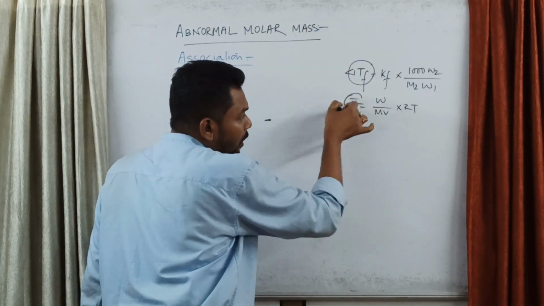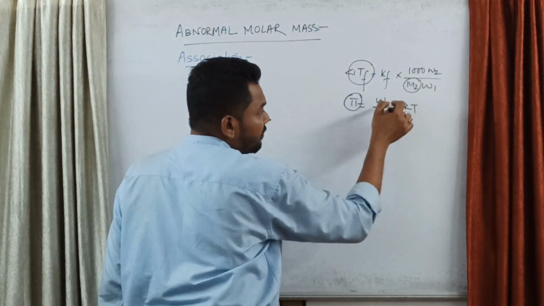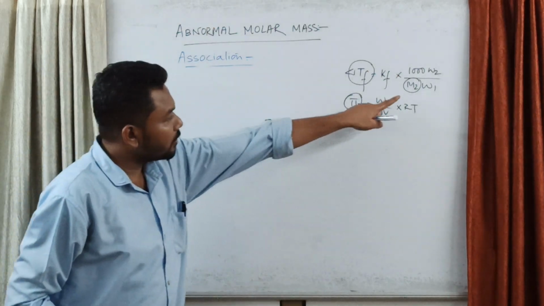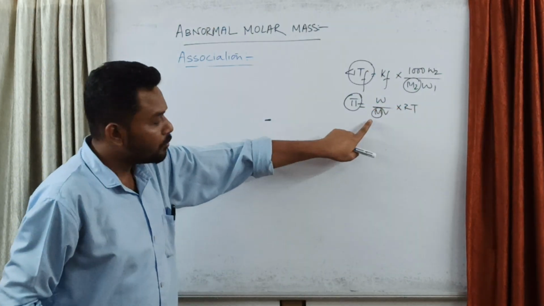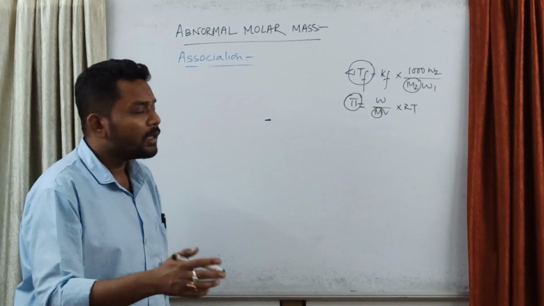colligative property, osmotic pressure is also a colligative property. Both these colligative properties are inversely related to the molar mass of the solute. See, what was M2? Molar mass of the solute. What was M? Molar mass of the solute. So it is inversely related to the molar mass of the solute. So what did you say?